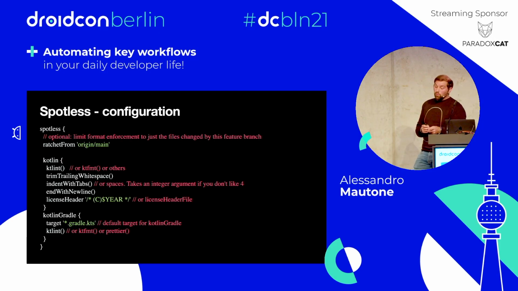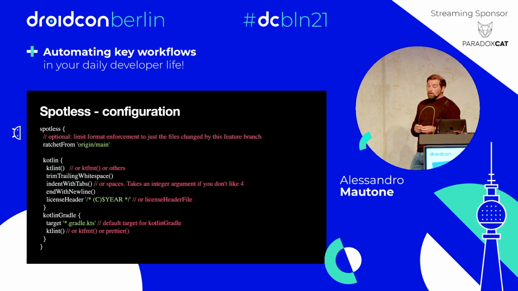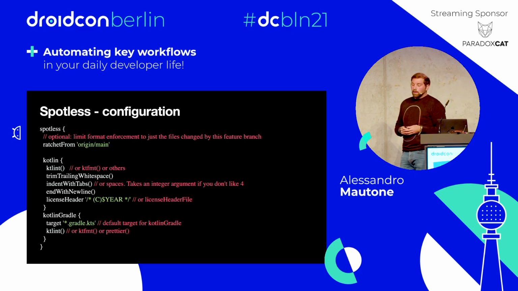You can define which linter you want to use, if you want to use any. It's also another pro of this tool that it's easy to change the linter on the go. And then you can define a few formatting rules, like indent with tabs. You can also choose to indent with spaces and how many spaces, 2, 4, whatever. You can end a file with a new line, which I believe is the official recommendation from the Kotlin language. And you can also include a license header if you want.